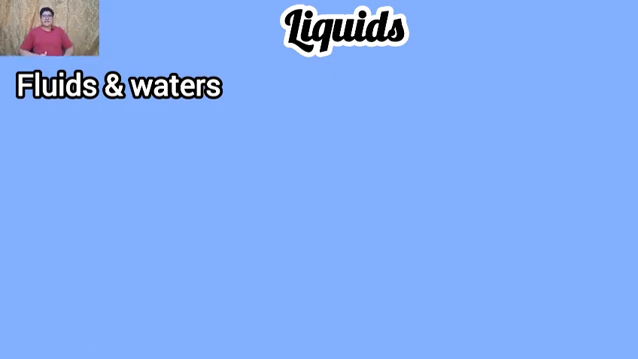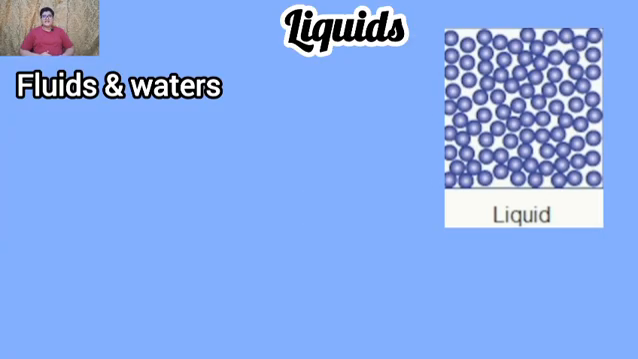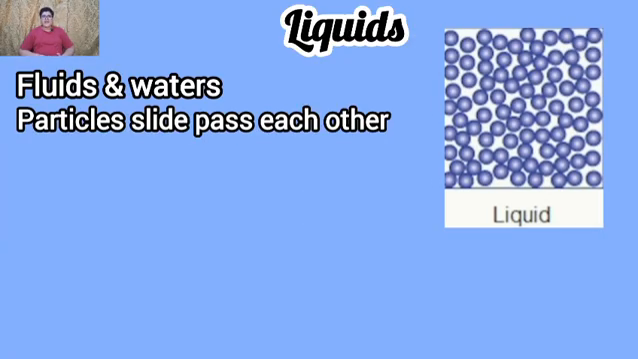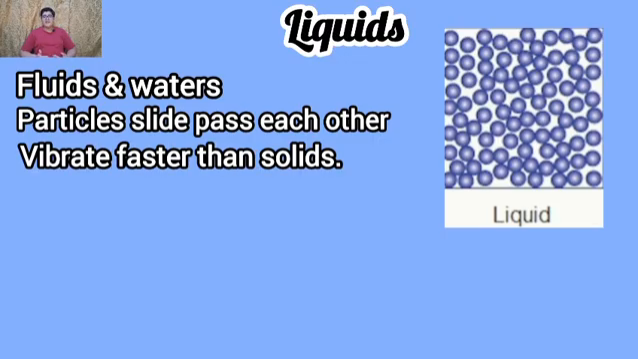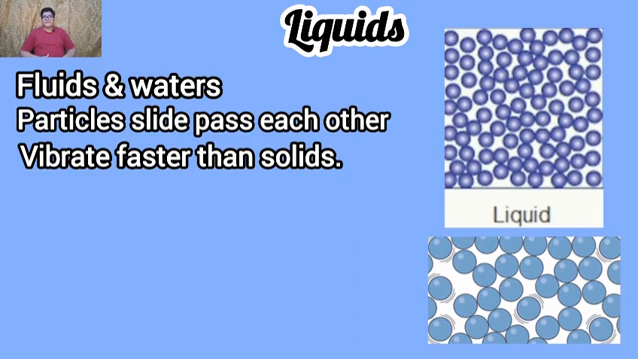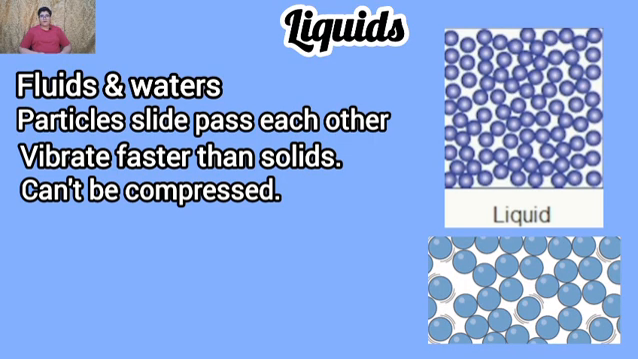If we talk about the particle arrangement of liquids, then unlike solids, they are not very tightly packed. They slightly move around each other freely. The particles in a liquid do not vibrate very slowly nor very fast. They vibrate at a medium speed. Liquids cannot be compressed as they are in water form.